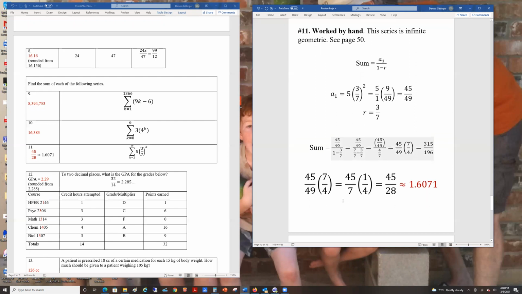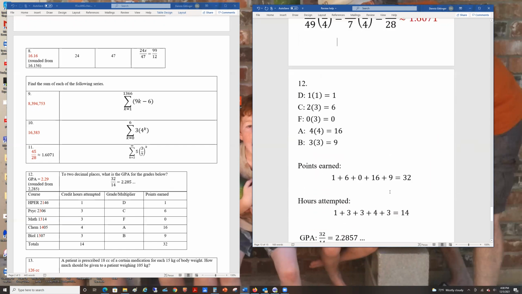Or if you want to, you can cancel 7 and 49. 7 and 7 goes one time, and 7 and 49 is 7. So 45 times 1 would be 45, and 7 times 4 would be 28. Either way, both of these reduce to 1.6071. If you divide 315 by 196, you will get the same exact thing.